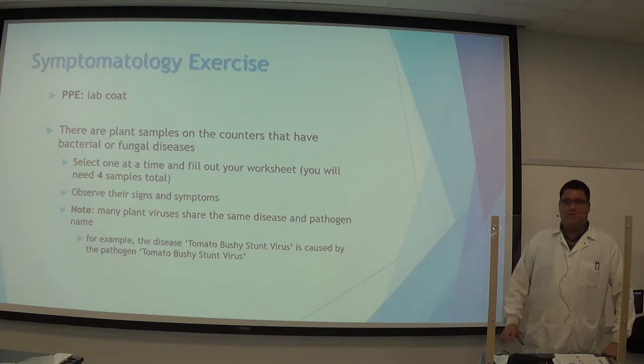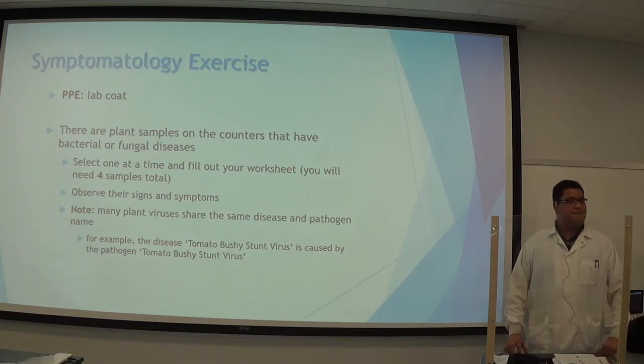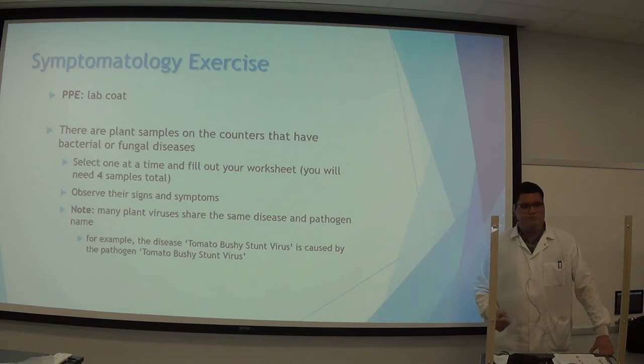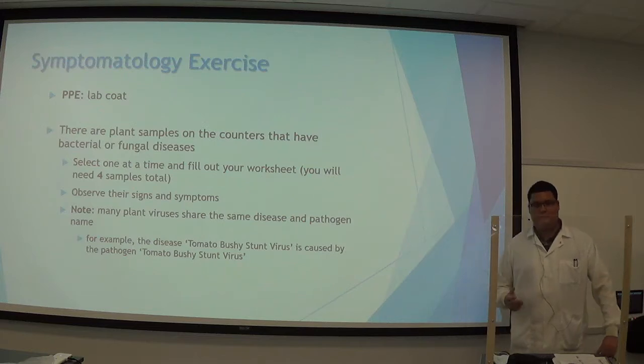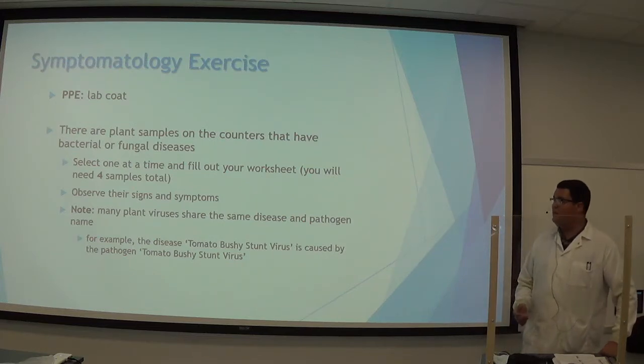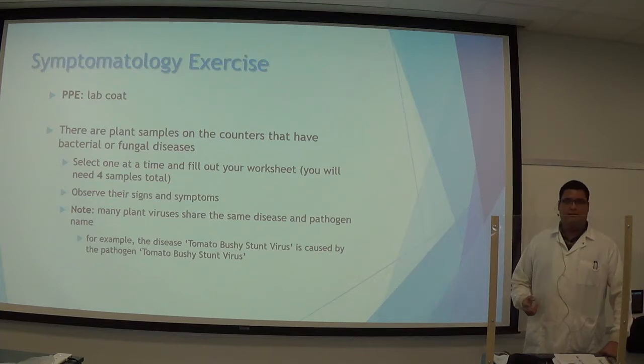So can you guys remind me, what is step 1 of Koch's postulates? Observe, right. You got to observe the pathogen, the suspected causal agent, in every single one of the infected, in this case, potato slices. So then the second step is to isolate it on a pure culture. That's what you guys are going to do today.